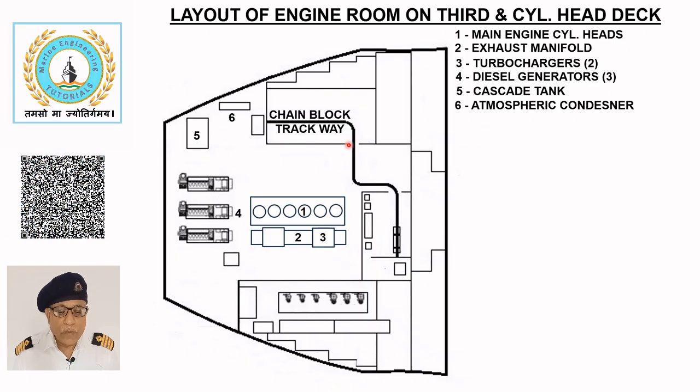Atmospheric condenser. The atmospheric condenser 6 is used to condense excess steam generated by the exhaust gas boiler while at sea. It also condenses any flash off in the condensate before it returns to the cascade tank. Sewage treatment plant. The sewage treatment plant 7 collects sewage from all toilets and treats it before discharging overboard in accordance with the applicable regulations.